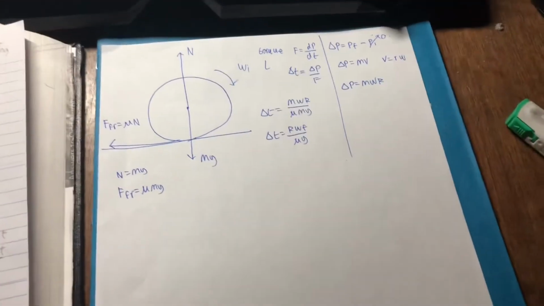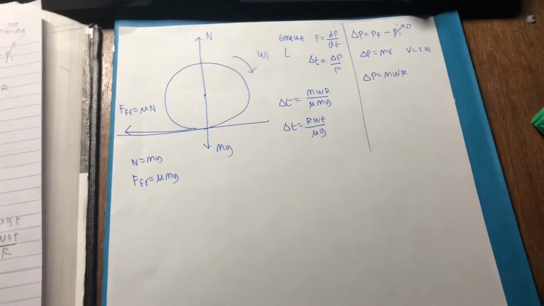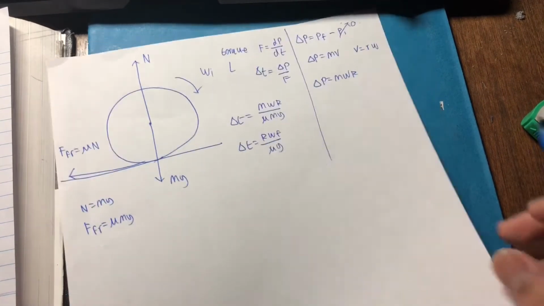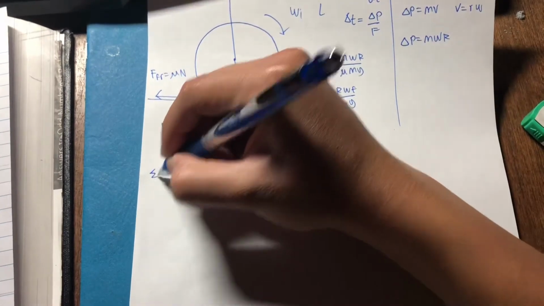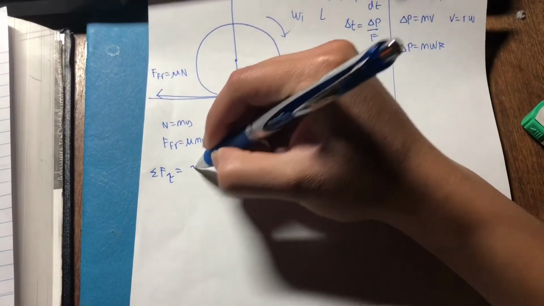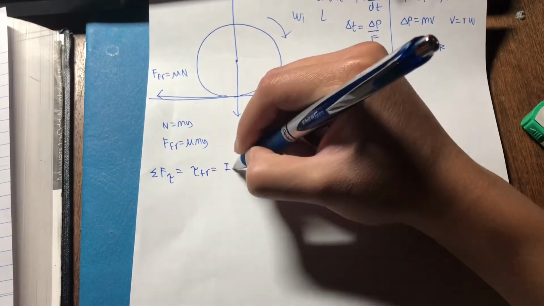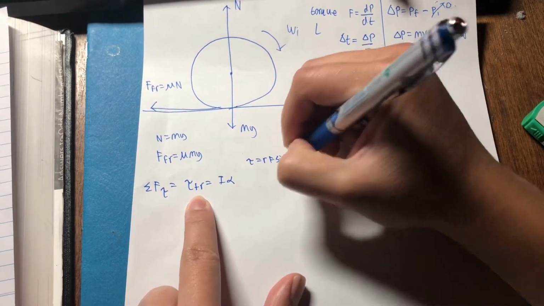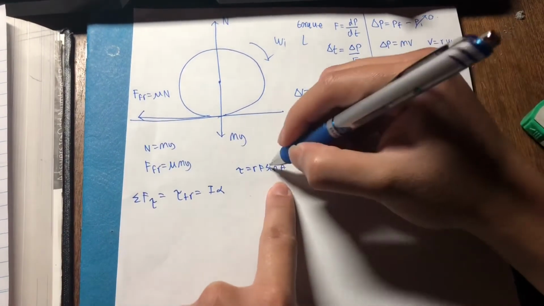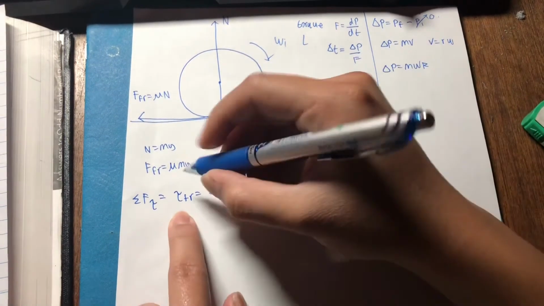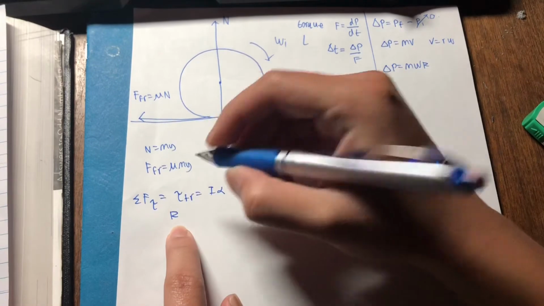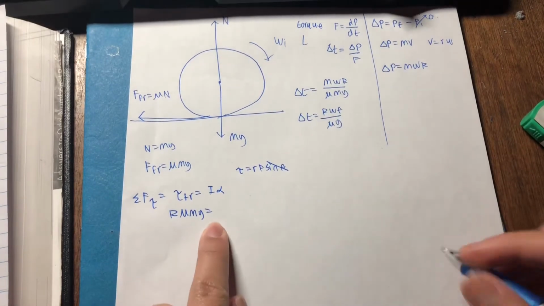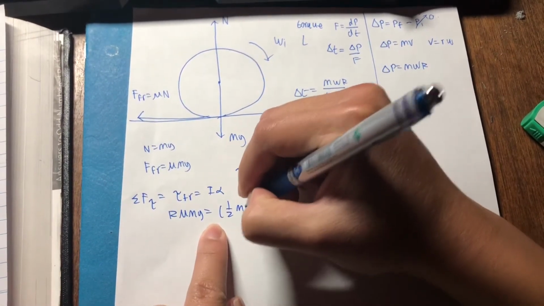So if we think for a little bit, as I said, torque is going to have something to do with this problem. A little bit arbitrary, but just start by summing your torques, and that will get you somewhere. So if you sum your torques, you get the torque due to friction equals I alpha. The torque due to friction, torque is just r f sine theta. And since friction is applied at a 90-degree angle, we don't have to worry about that. Your torque due to friction is just going to be r mu mg equals the moment of inertia of a disk, which is half m r squared.